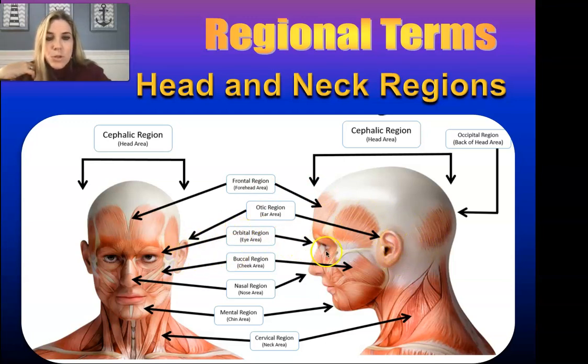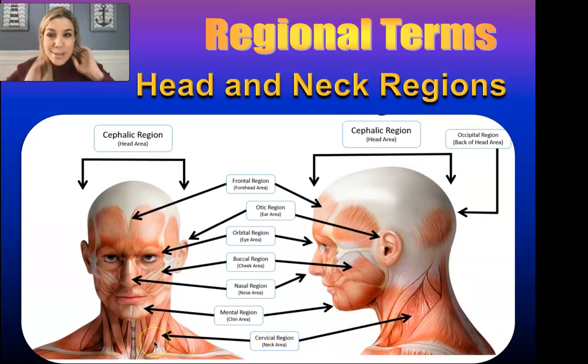Orbital refers to your eye areas. These are your orbits, right? So your orbital region. Buccal region is your cheek area. And nasal area, your nose. Mental is your chin, so that's the mental chin area. And then your neck is the cervical region. Okay, so cervical is your neck area, or your neck region.